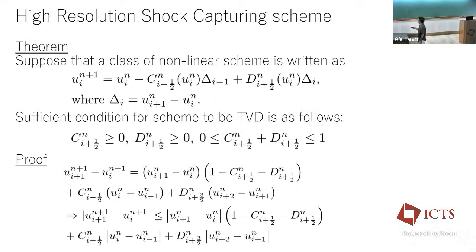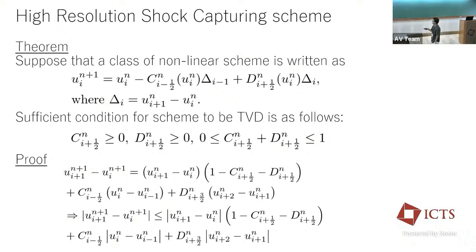Schematically, the scheme is given by these equations: u_i^{n+1} is given by u_i^n times the second and third terms, where C and D are functions of u_i^n but should be nonlinear. Delta is described by the difference between i+1 and i. Suppose that the nonlinear scheme is written something like this. The sufficient condition for the scheme to be TVD, total variation diminishing, is as follows.